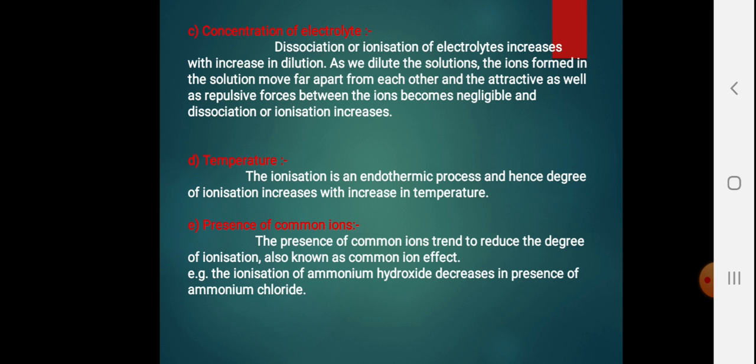Next factor, presence of common ions. The presence of common ions tends to reduce the degree of ionization, also known as the common ion effect. For example, the ionization of ammonium hydroxide decreases in the presence of ammonium chloride.